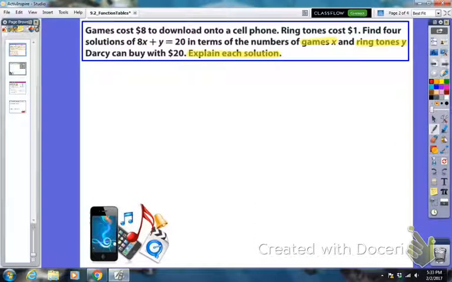All right, so let's now look at a real life situation problem. So games cost $8 to download onto a cell phone. Ringtones cost $1. Find four solutions of the equation 8x plus y equals 20 in terms of the numbers of games, which is the x, and ringtones, which is y, Darcy can buy with $20, and explain each solution.